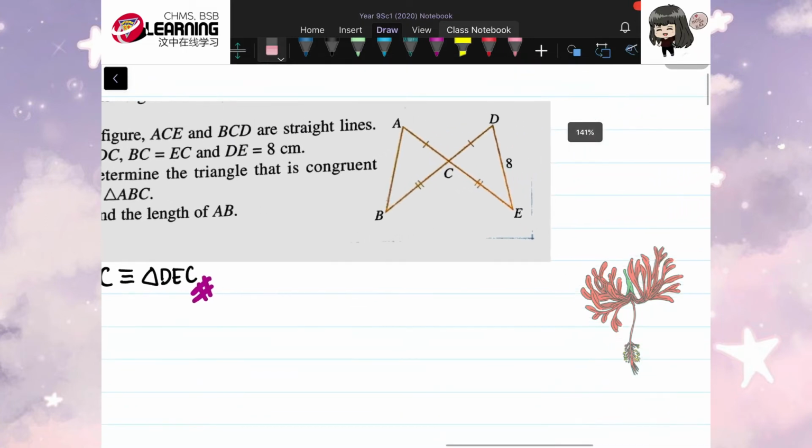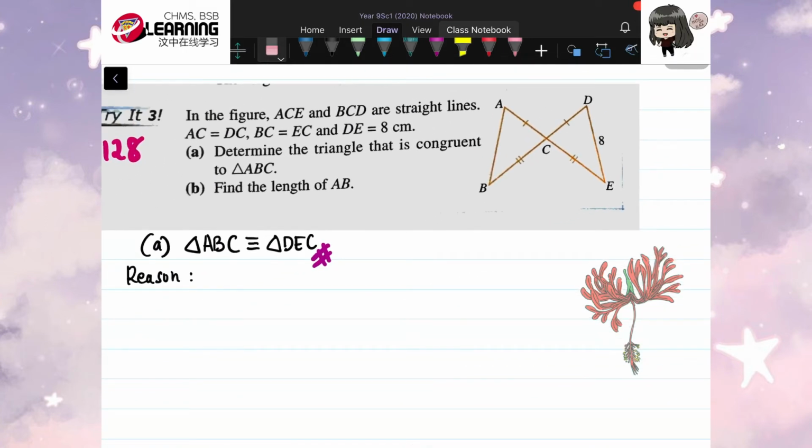Okay, a lot of you might think that to prove these two triangles are the same, we use SSS. No, it's not. Why? Because yes, you are given one pair of sides the same, and the other pair of sides is also the same, but for the third side, they did not mention they are the same. They are not giving you any information that they are the same. So it's definitely not SSS.